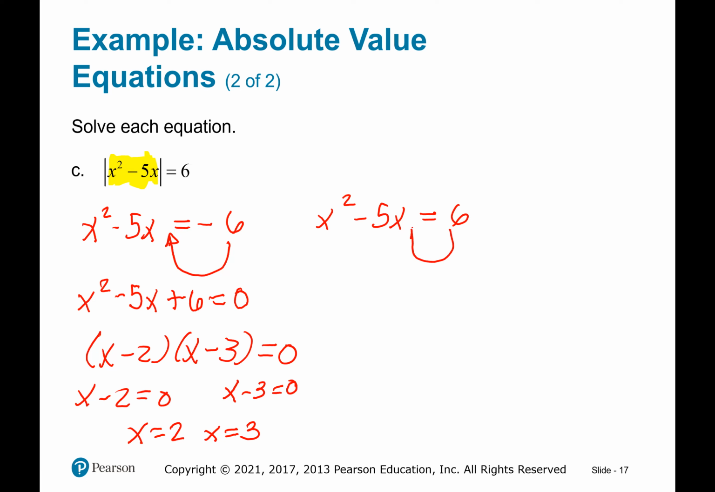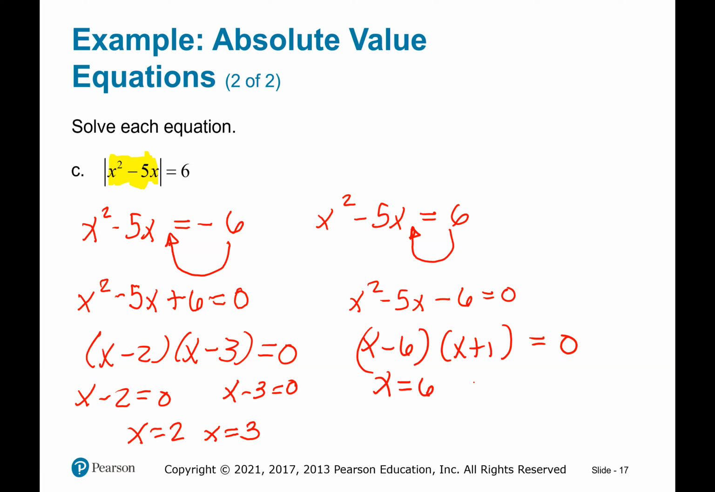I'm going to move this over here by subtracting it. And now, since that last term is -6, I need two factors of -6 that add to -5. Is that correct? -6 plus 1 is -5, okay. So what are my two solutions? 6 and -1. So I got 4 solutions. I think they all work.